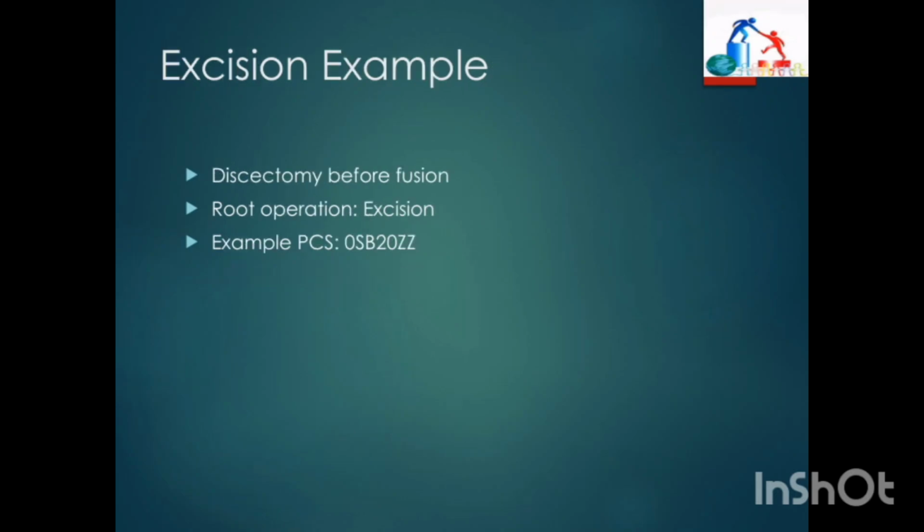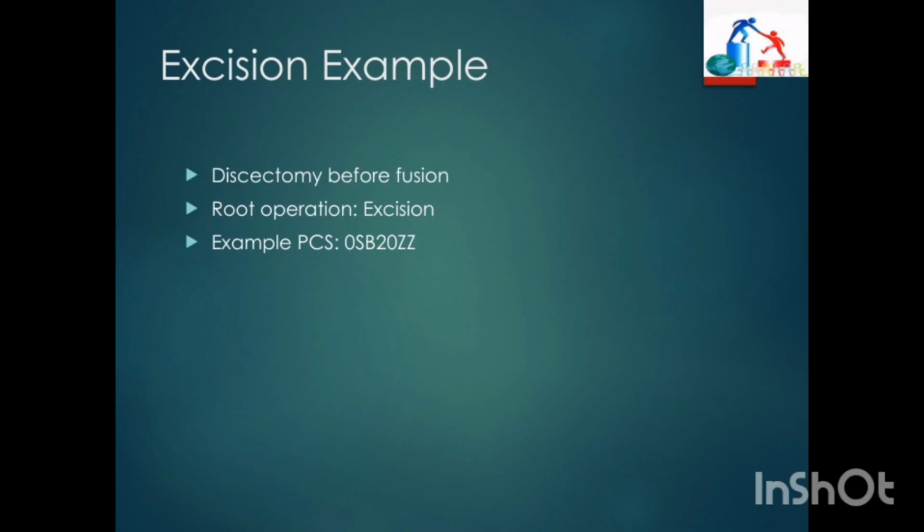All right, let's look at slide 24, which covers discectomy before fusion. The key point here is that we're dealing with a root operation called excision. This means we're removing a part of the body, specifically the disc in this case. When coding this procedure, the example PCS code is.